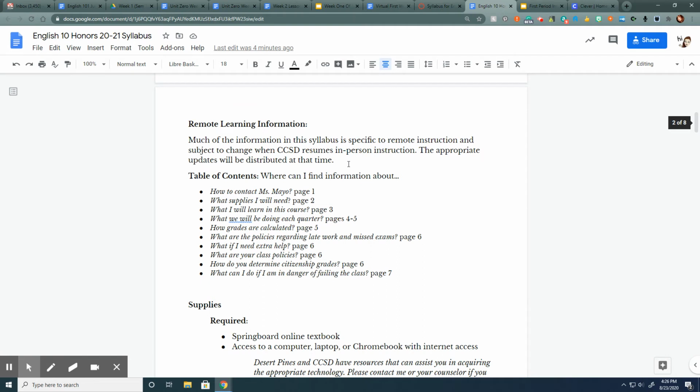Now, this course information is applicable to remote learning, and we might need to make some adjustments when we resume in-person instruction. Here is a table of contents.